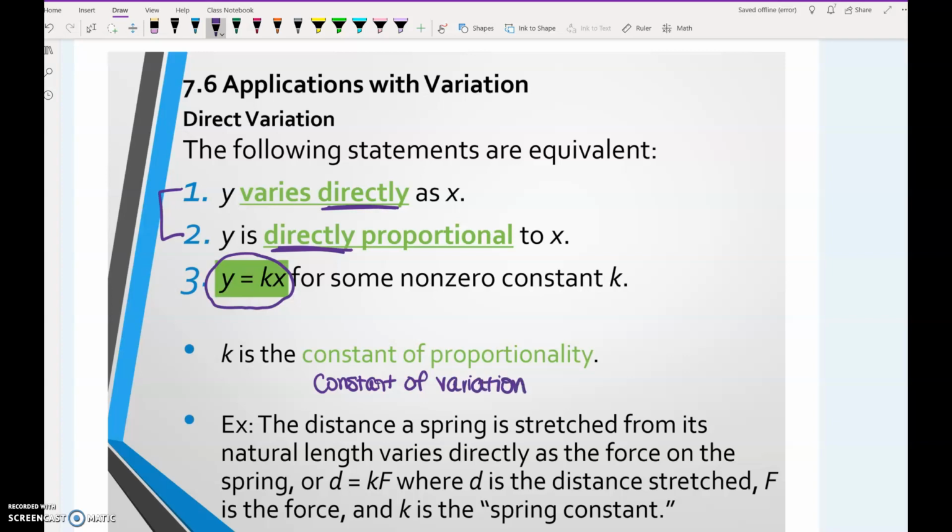There's always a constant number in these equations. So Y equals something times X. Directly basically means that you're going to be doing that constant number times something else. So you might want to jot down that directly means K times something.